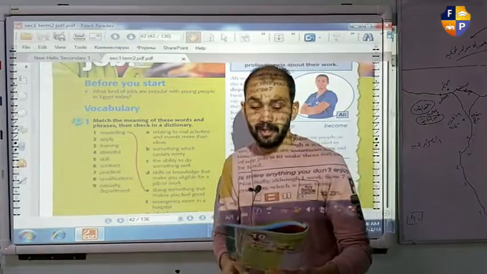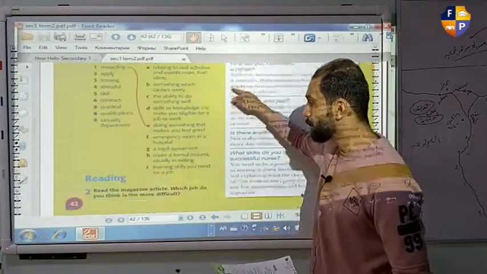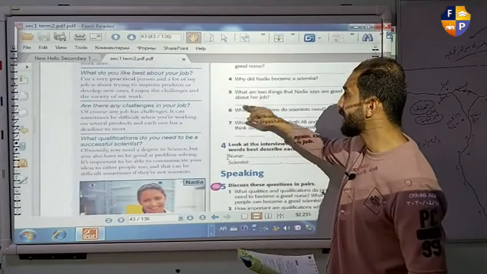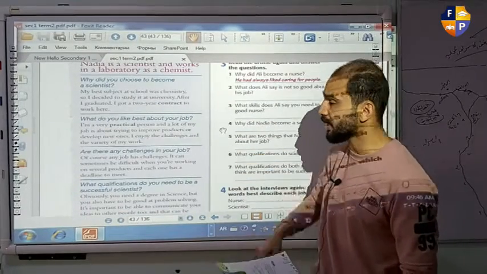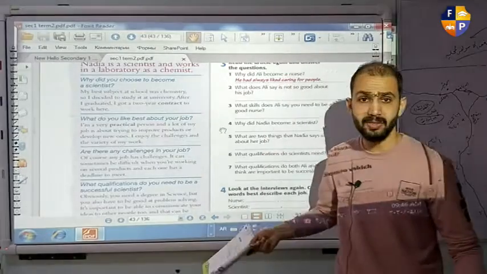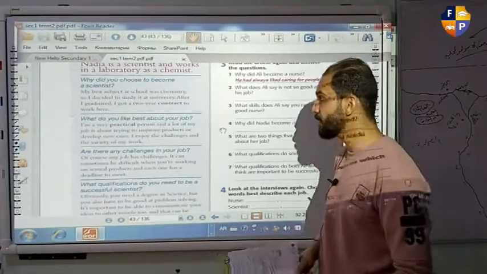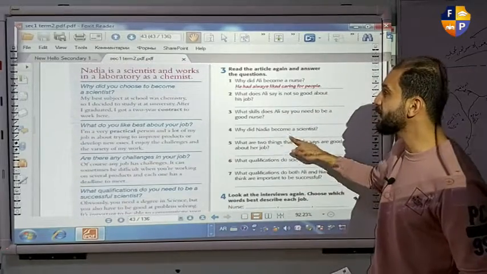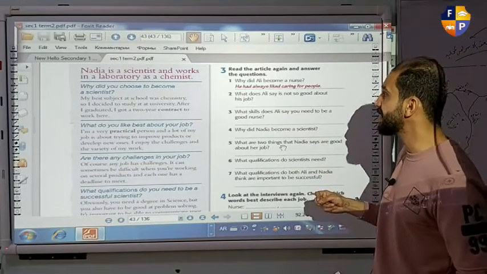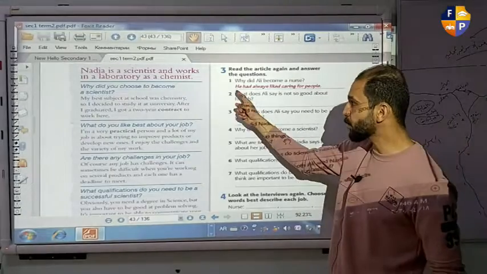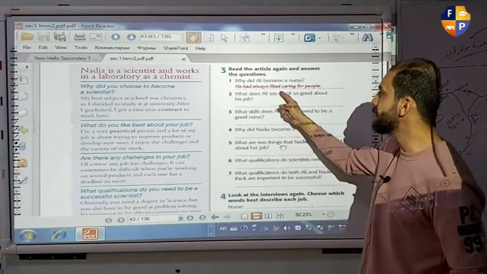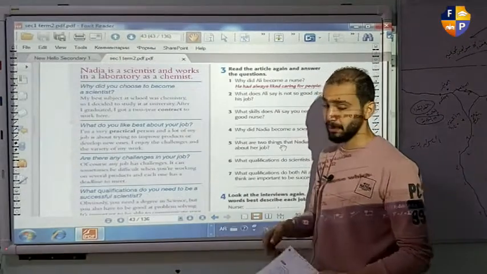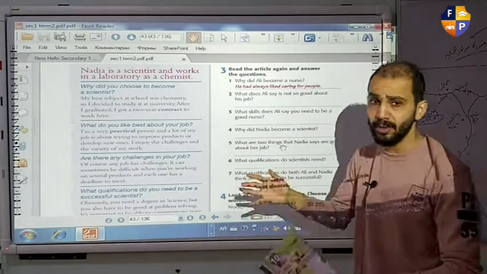Okay, after reading these two passages, let's move directly to the questions that we have here. All of these questions depend on the passages that we read before. Question 1 is given: why did Ali become a nurse? The answer was he had always liked caring for people. This is the part for Ali.